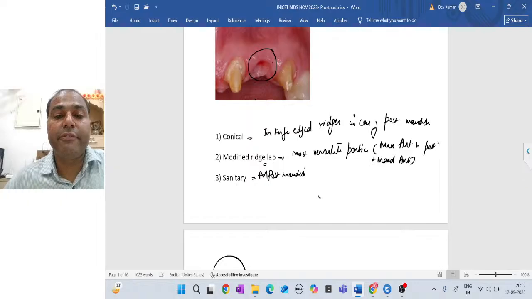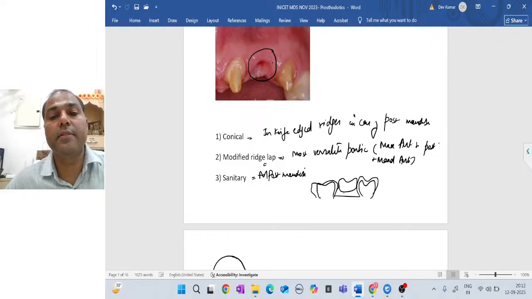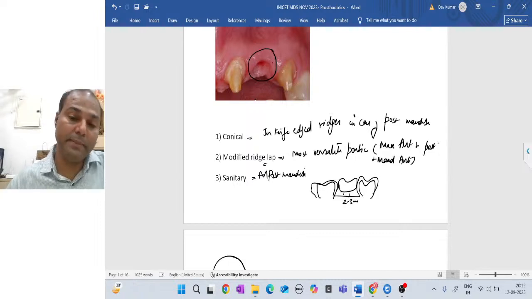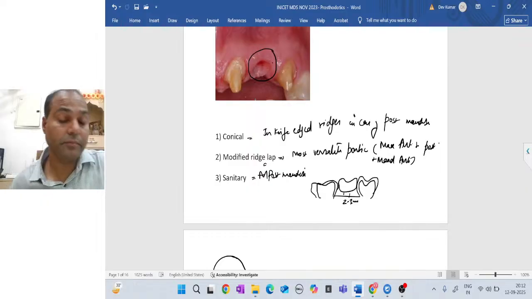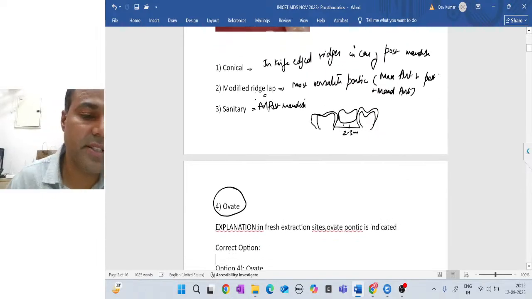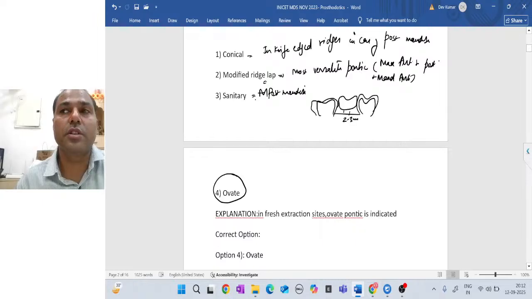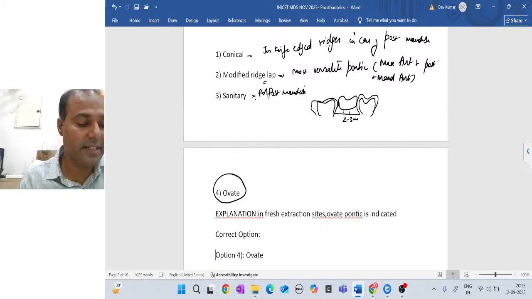because for example if this is the case of posterior mandible, and we are giving a pontic here, it will not touch the ridge. There will be a 2 to 3 mm space beneath the pontic, so it may be biocompatible, the patient can clean it, it may be hygienic, but it is not at all aesthetic. Sanitary pontic is not at all aesthetic. Ovate pontic is the best answer. It is the most aesthetic pontic in the maxillary anterior region, especially in cases of fresh extraction sockets, right?